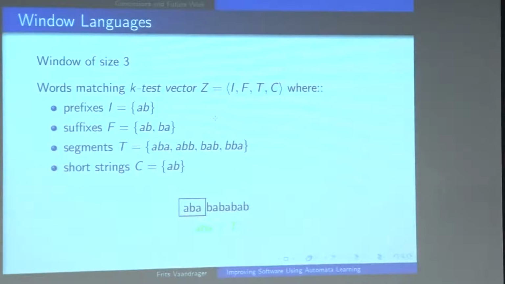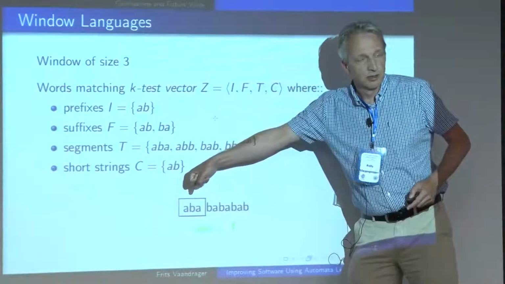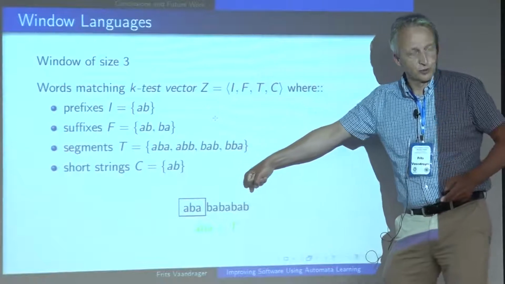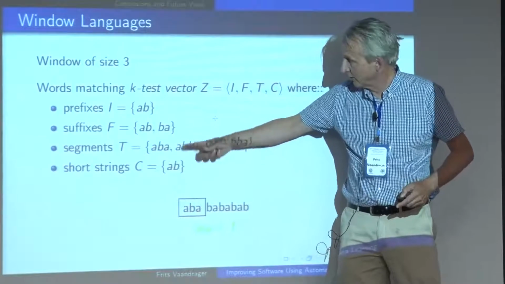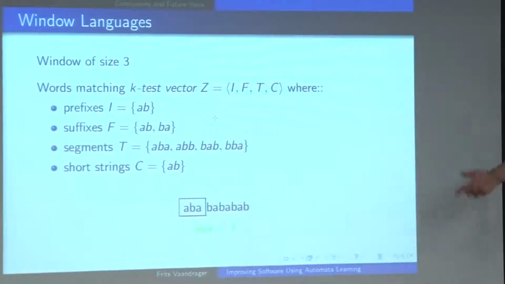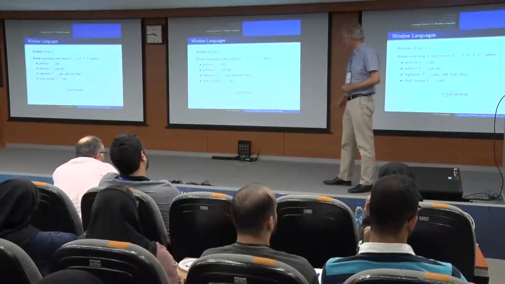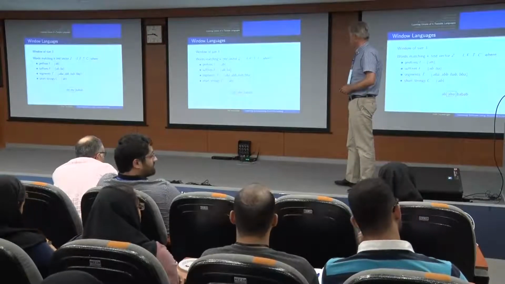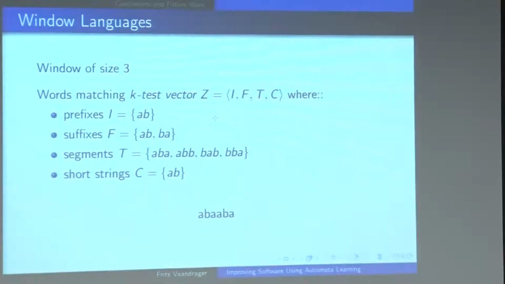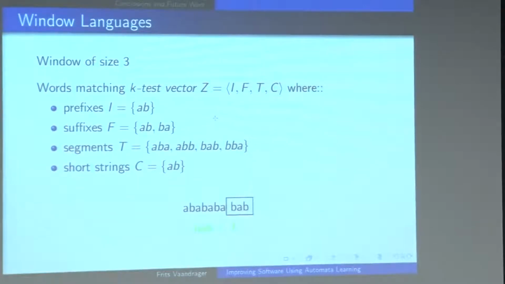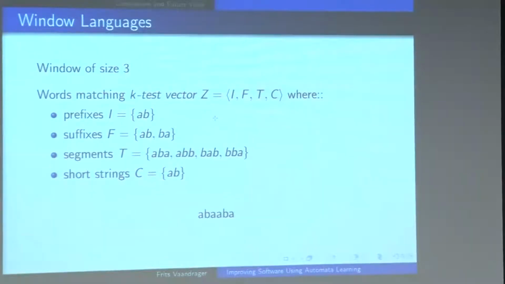And then we move this window along the word, and we check at every point whether the segment we see in the window is actually allowed. So ABA is allowed, but also BAB is allowed. ABA is okay, BAB, yes, it's allowed, right? So that's how you can check it. You have a simple way to check whether a word is in the language.